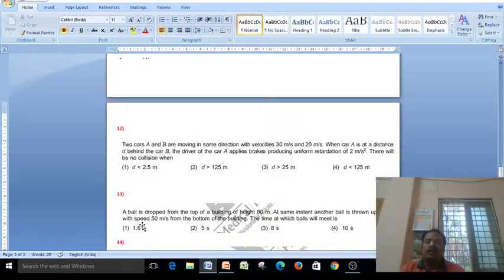So like this, there are different numerical problems. At the time of reading the question you will have a little bit of difficulty, but when you try to apply the concept you will get a clear picture.